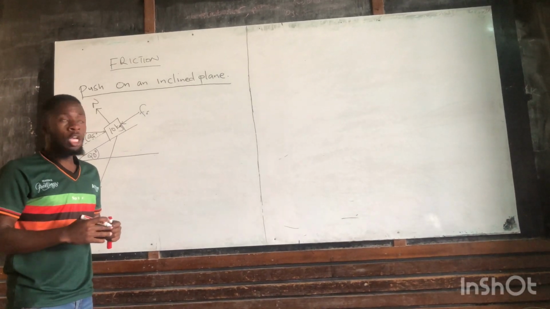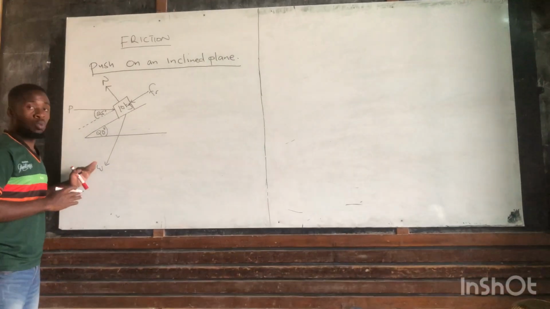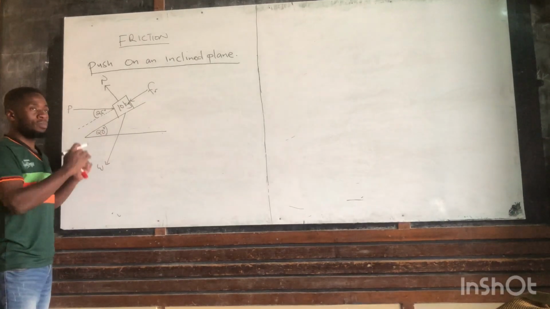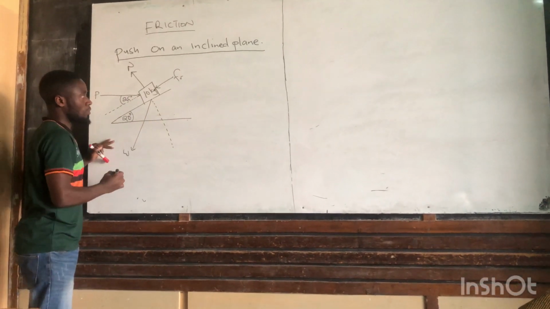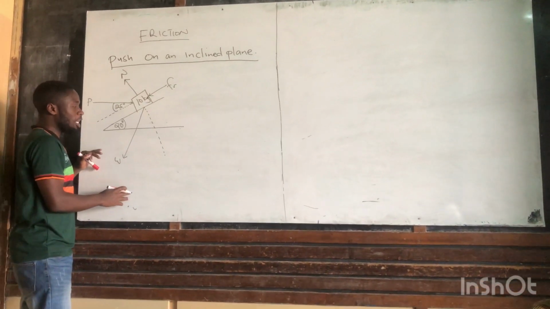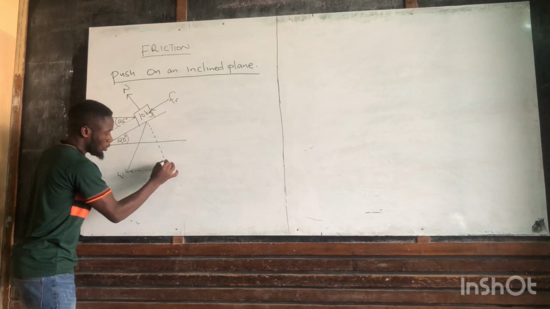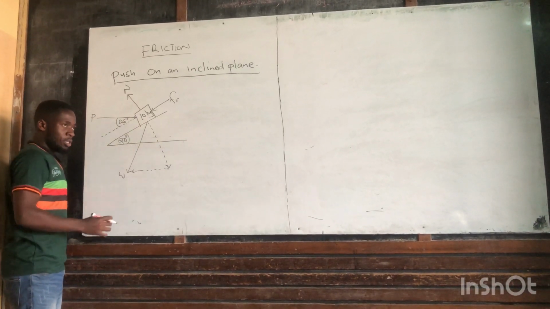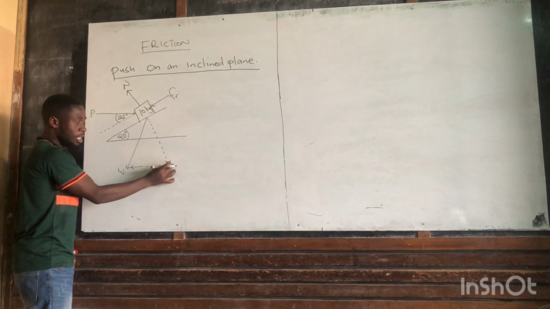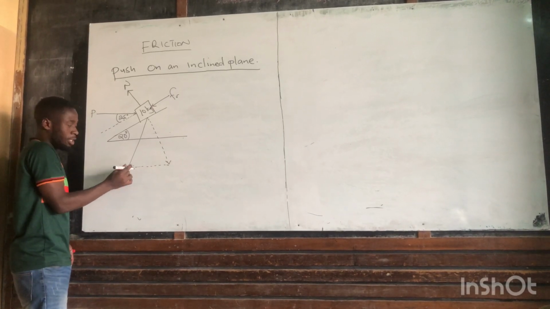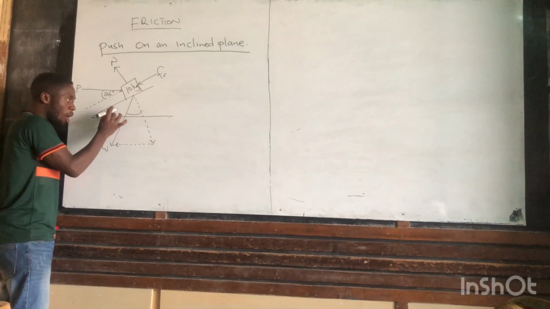Because this weight is given at an angle, it will have a vertical and a horizontal component. It will have this component here that is perpendicular to the inclined plane, and also this component here that is parallel to the inclined plane. The perpendicular force is facing down, and the other should point down the slope. So this angle is automatically equal to this angle here.